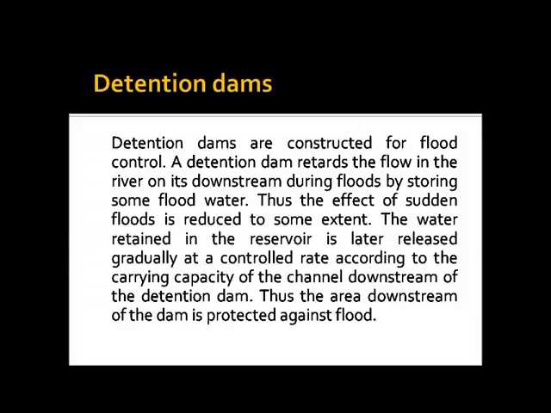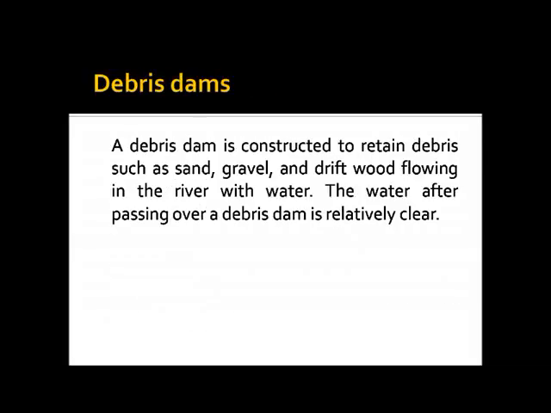Detention dams. Detention dams are used for detaining water. These dams are solely used for the purpose of flood control. The water which is detained is then later released once the sudden floods are reduced. Thus, this ensures that the area below the dam, that is downstream of the dam, is protected against flood.